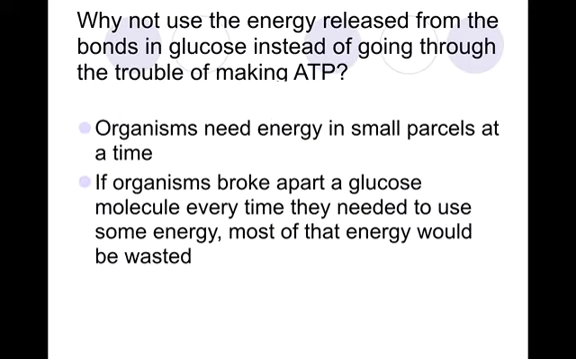So why is the used energy not just released from the bonds, instead of going through the trouble of making ATP? Organisms use energy in small amounts and at certain times. So if it broke apart a glucose molecule every time they needed it, most of the energy would be wasted. So it's not efficient to do it that way. So we break it down into these molecules of ATP that can be used quickly and efficiently.